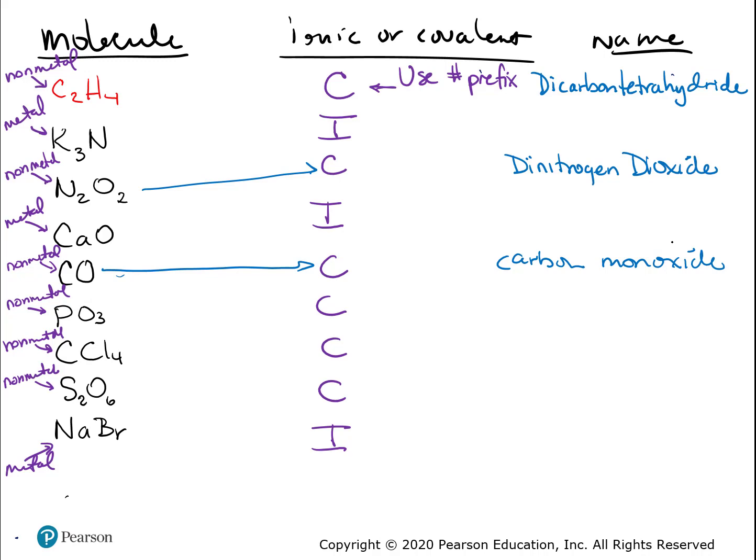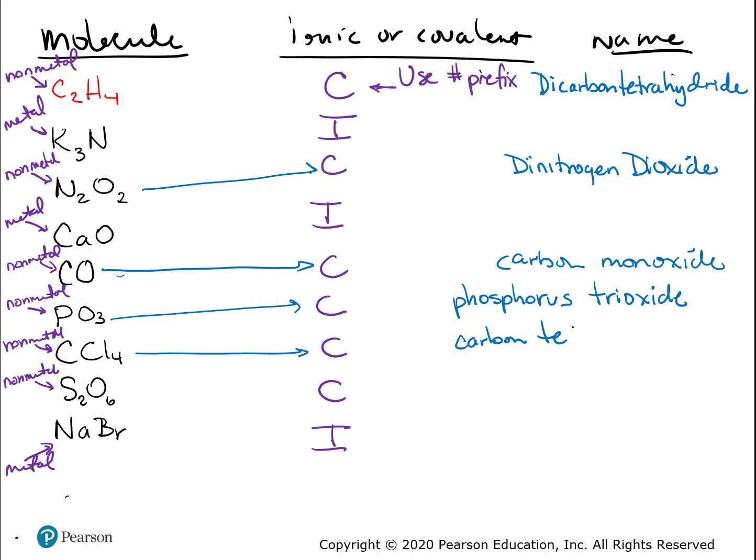So PO3, it's also covalent. So that is, what's P? Phosphorus. So phosphorus, and then what? Yep. And you keep the tri, you don't drop the I. I don't make the rules. But CCl4. Yep. 4 Cls would be tetrachloride. Yep.